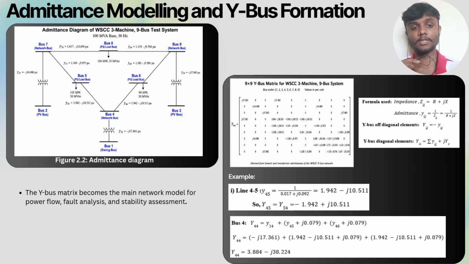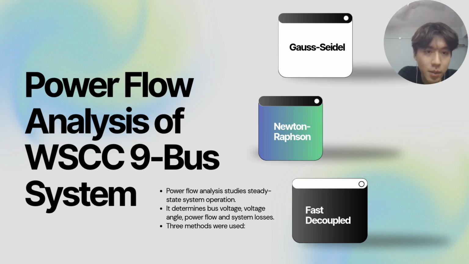Overall, the Y bus matrix is the main mathematical model of a network. So it is important because it becomes the foundation for power flow analysis, fault analysis, and the stability assessment in later sections. For my part, I will present the power flow analysis of the 9-bus power system.